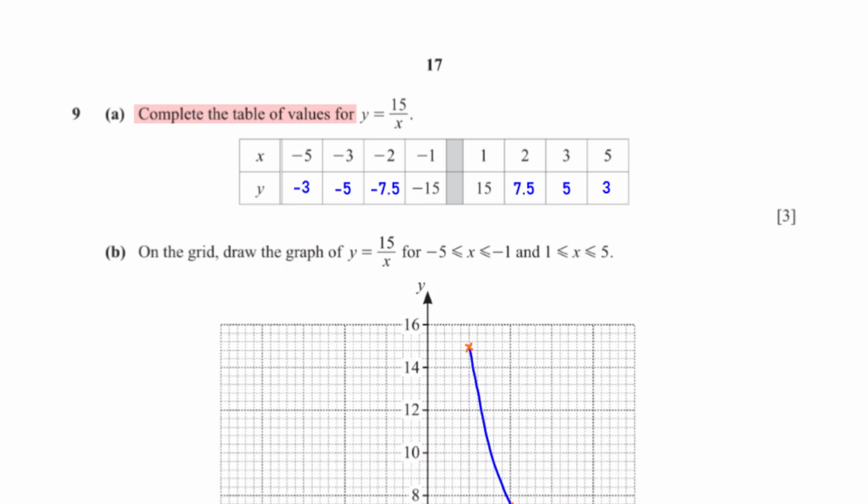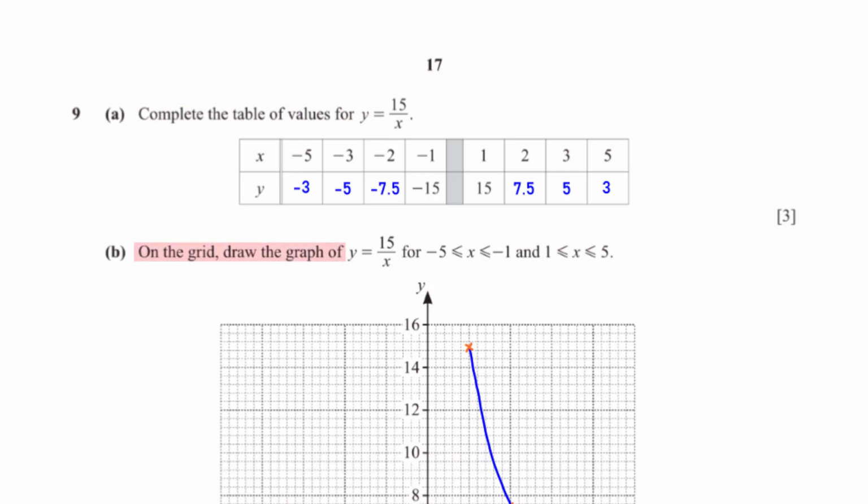Complete the table of values for y equals 15/x. When we plug in x equals -5 into the equation, we get y equals -3. For x equals -3, we get y equals -5. For x equals -2, we get y equals -7.5. For x equals 2, we get y equals 7.5. For x equals 3, we get y equals 5. And for x equals 5, we get y equals 3.